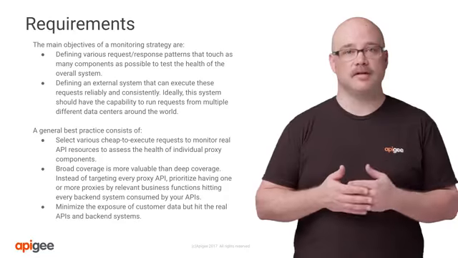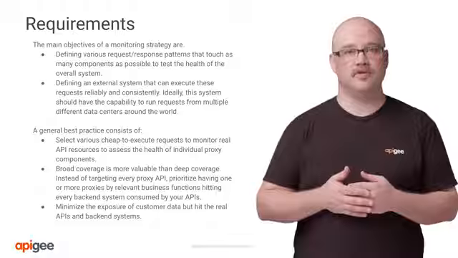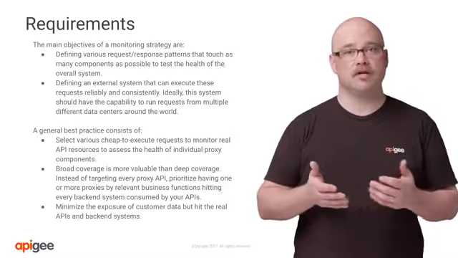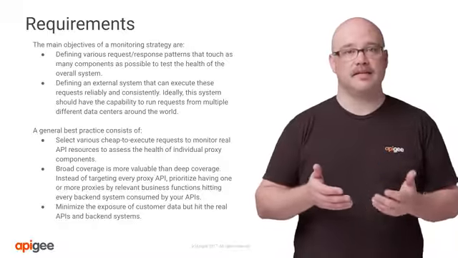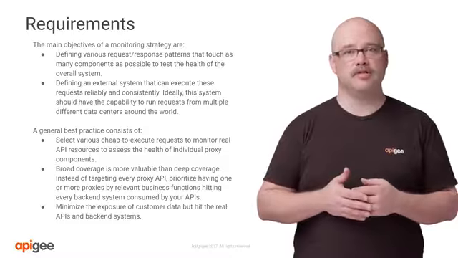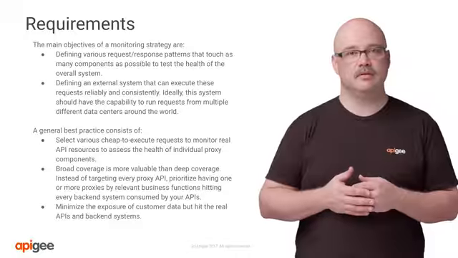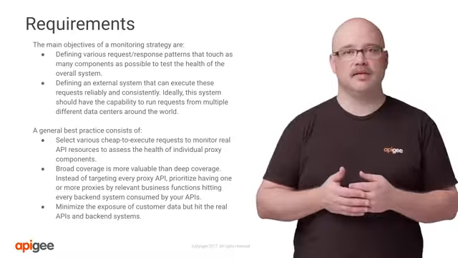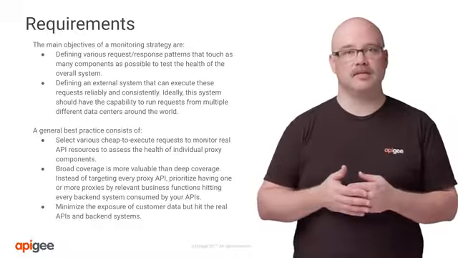General best practices are to identify small, inexpensive requests to real API resources that utilize multiple components. In this context, broad coverage is more valuable than deep coverage. Instead of accessing every API, target a subset that make use of edge components and work towards complete coverage of your target backend systems. Be cautious to minimize potential exposure of customer data while still hitting real APIs that target real backend systems.